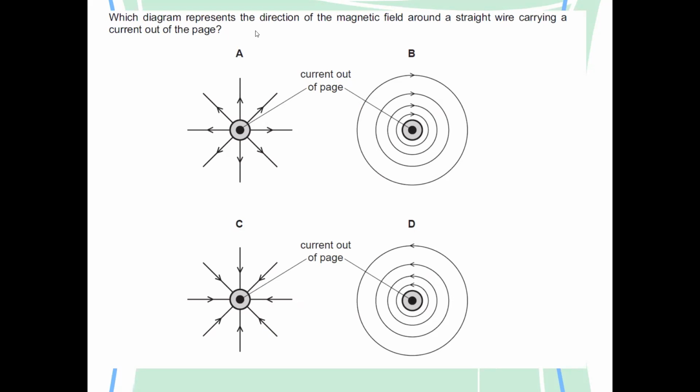Which diagram represents the direction of a magnetic field around a straight wire which is carrying current out of the page? Current out of the page means when you apply the right hand rule, your thumb should point towards you. Remember, A and C are totally incorrect because they do not represent a magnetic field pattern. They represent the electric field pattern. So either B or D can be the answer. What's the right answer?